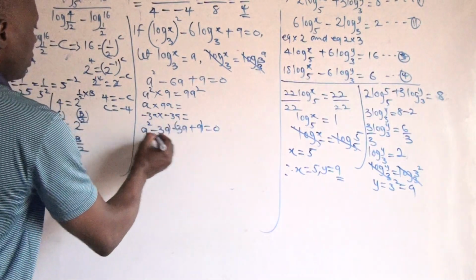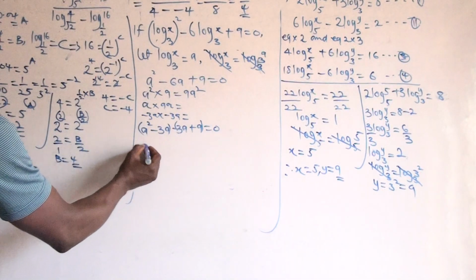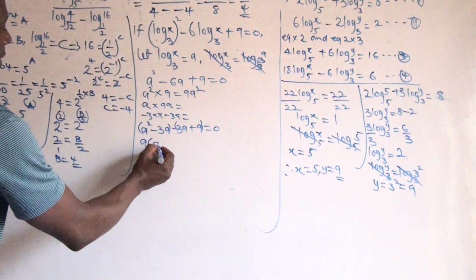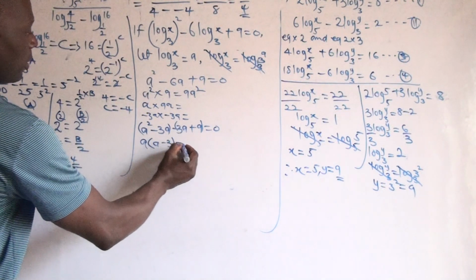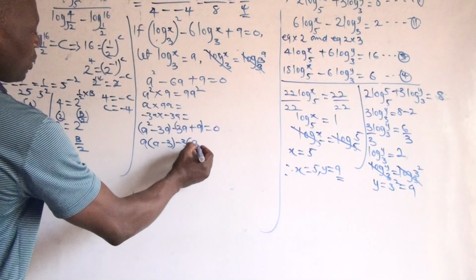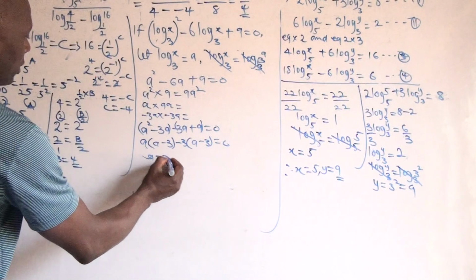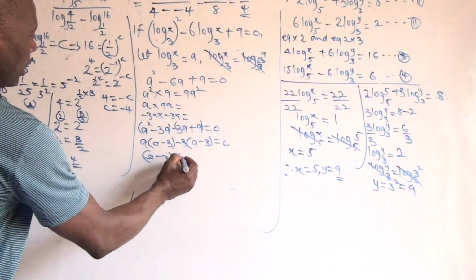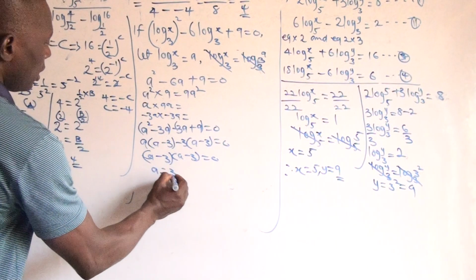So we group them in twos. Here, the common factor is a, so we have a times a minus 3. Then the common factor here is minus 3, so we also have minus 3 times a minus 3 is equal to 0. So here we have a minus 3, bracket a minus 3, equals 0. So a is equal to 3 twice.